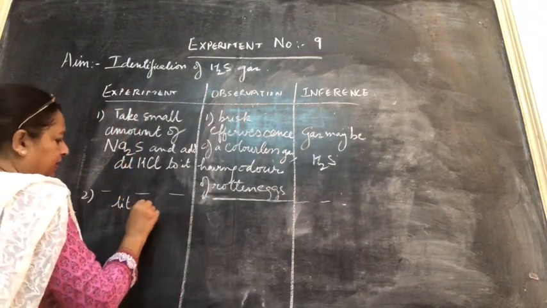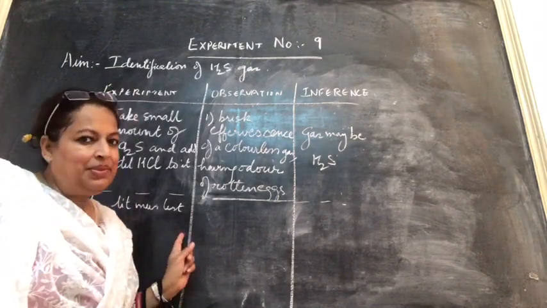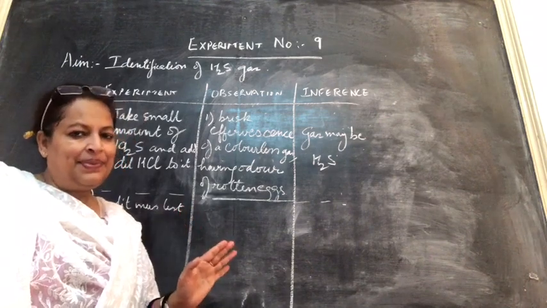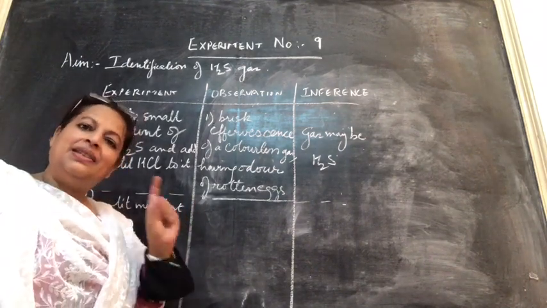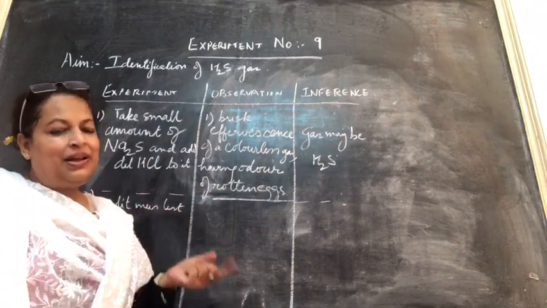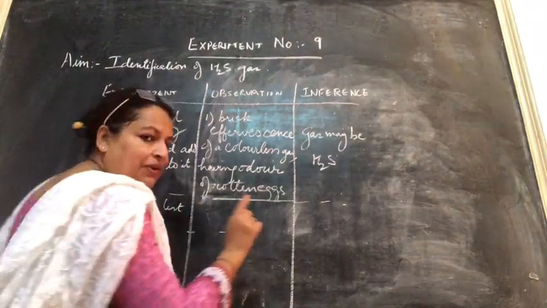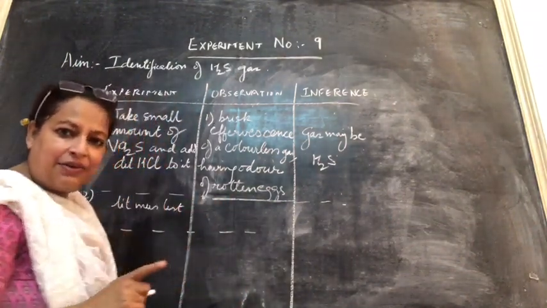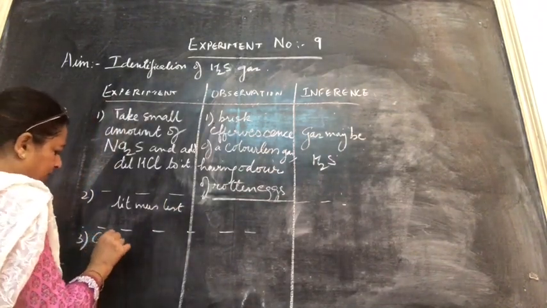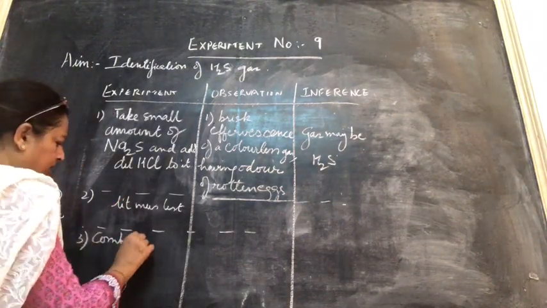Litmus test. And this is the series of acidic gas. This is the same test as you did in carbon dioxide, sulfur dioxide, chlorine, everything same. Next is combustibility test. This is also non-combustible and non-supporter of combustion. Same as carbon dioxide, same as sulfur dioxide, same as chlorine. So second and third, you will copy down in the same way as I have told you in my earlier videos. So number 3 is combustibility. I am writing it here so that you remember the order.